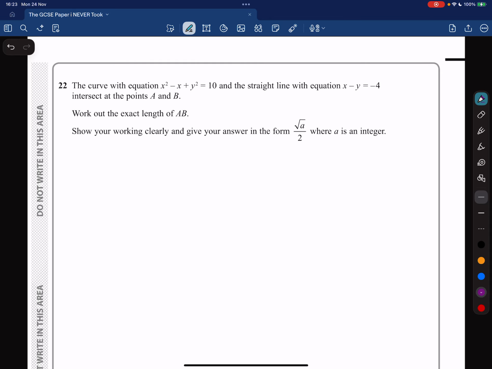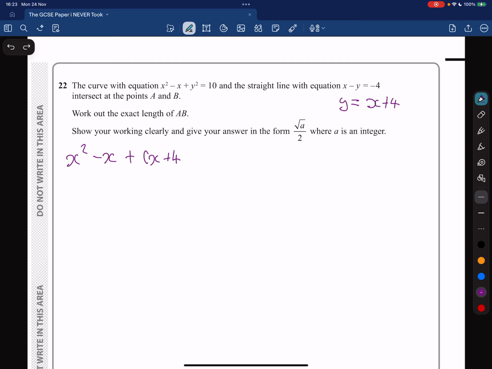So we've got y is equal to x plus 4, and x squared minus x plus y squared is equal to 10. Okay, so let's go: x squared minus x plus y, here x plus 4.